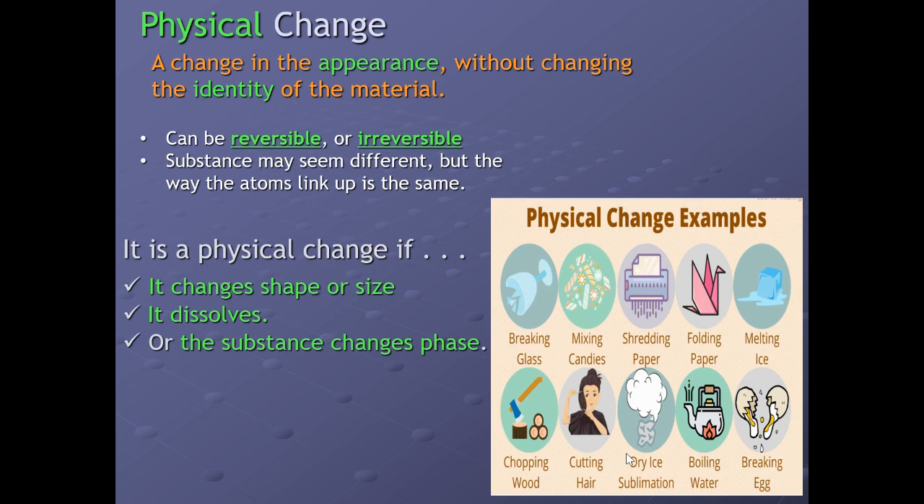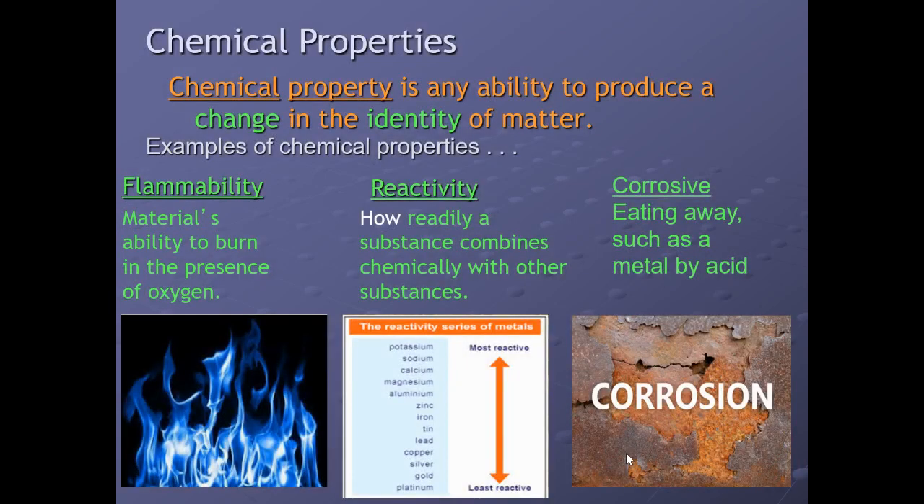Same thing with a big piece of paper. You tear it into little pieces, but it's still paper. It's just in smaller pieces. So these are examples of physical changes. Remember, chemical properties you can't observe unless some kind of chemical reaction happens.